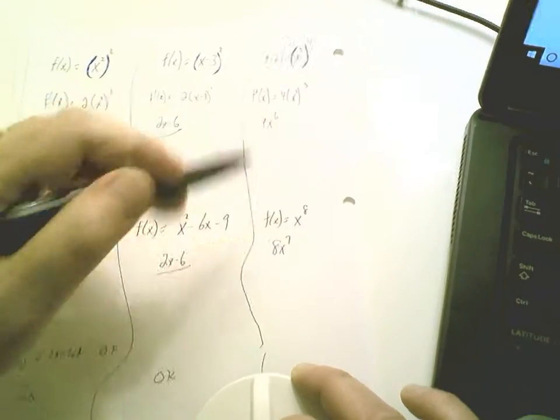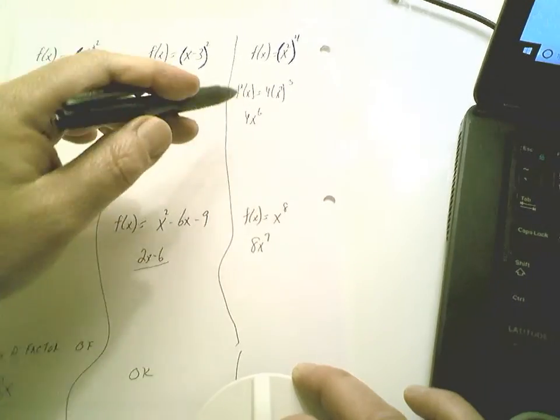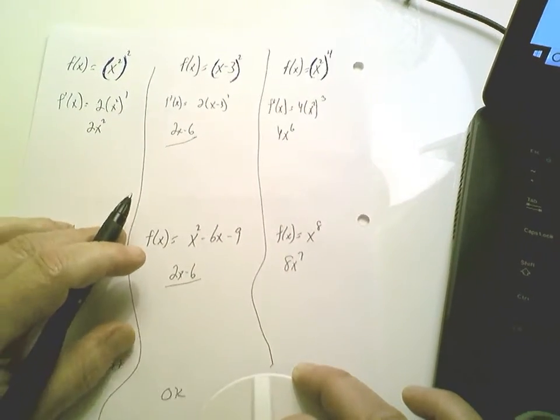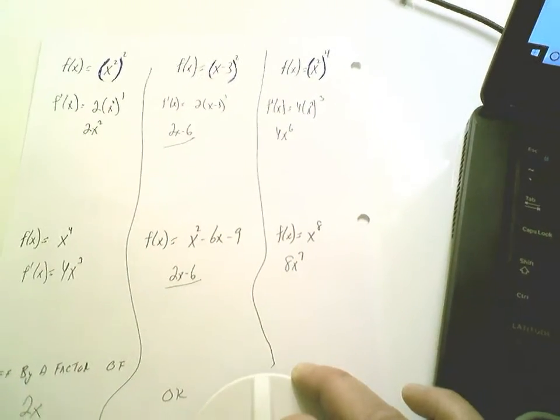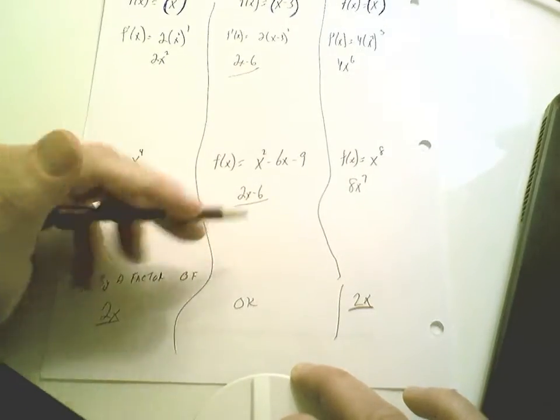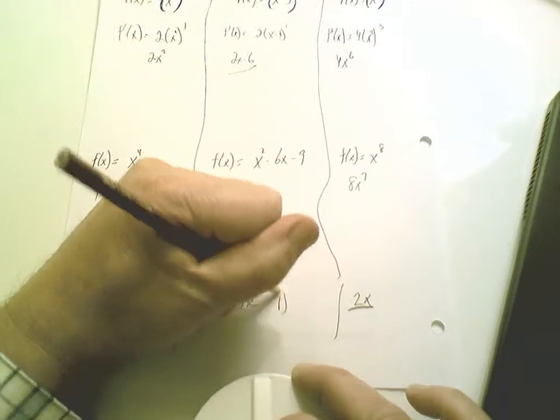4x to the 6th, 8x to the 7th. How much am I off by again? I need 2x. And what I asked you to look at is, think about it. I'm off by a factor of 2x. A factor of 2x, and gee whiz, I'm good. Or I could say, hey, I have a factor of 1 if I want to.